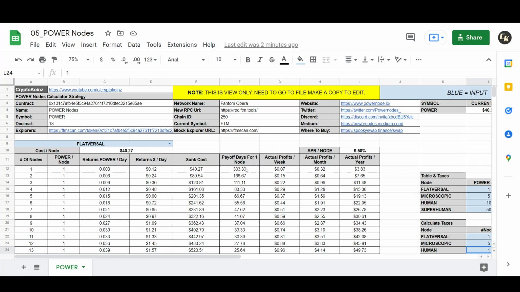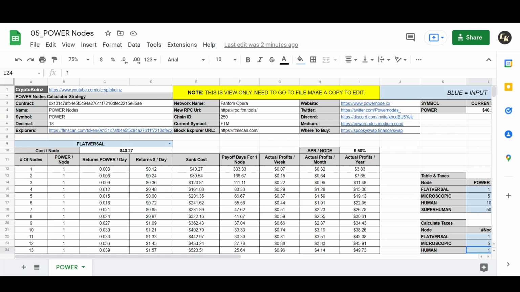After all these calculations, if you go with the flat versal, assuming everything stays the same after 1 year, your actual profits per week are 7 cents. Your actual profits per month are 32 cents. And your actual profits per year are $3.83. That gives you a return on your investment of 9.50% per node.